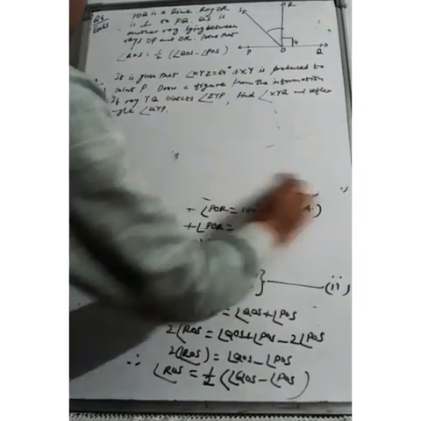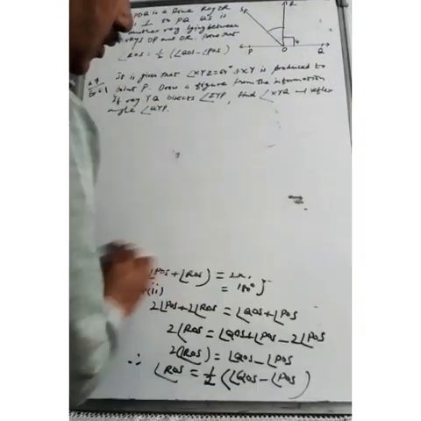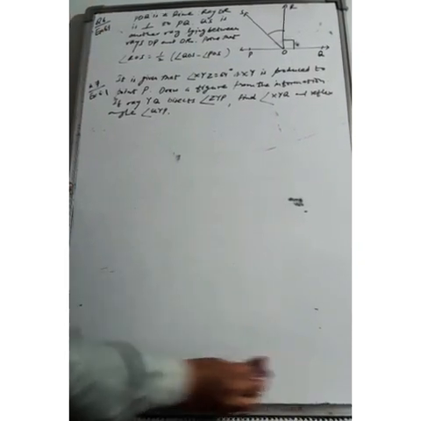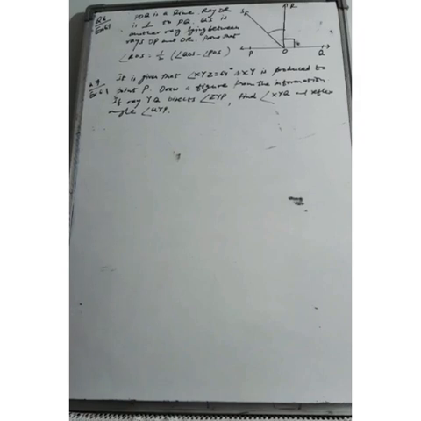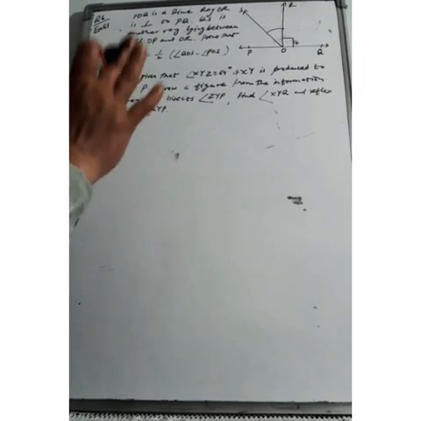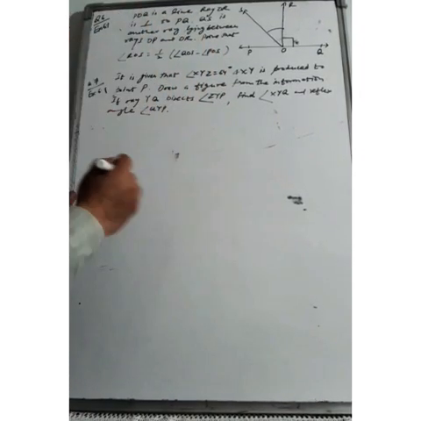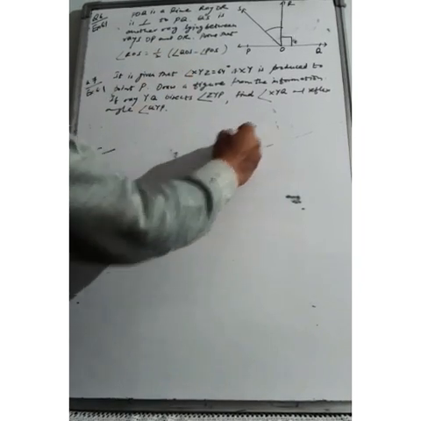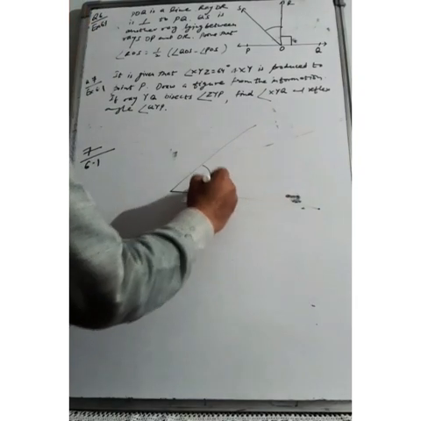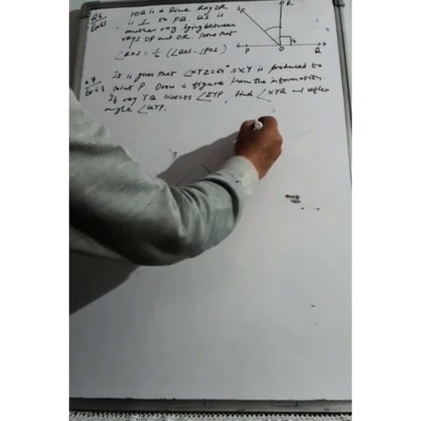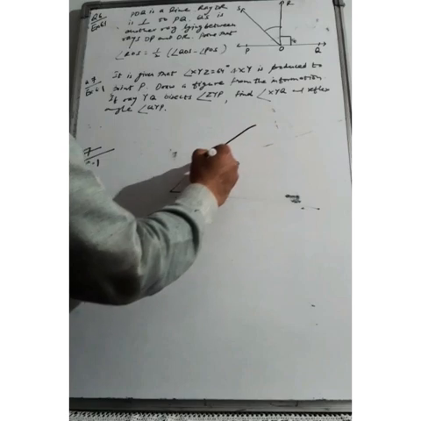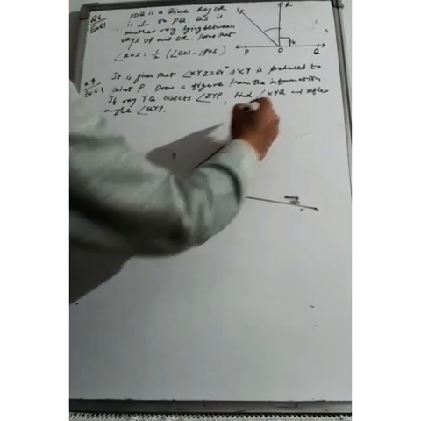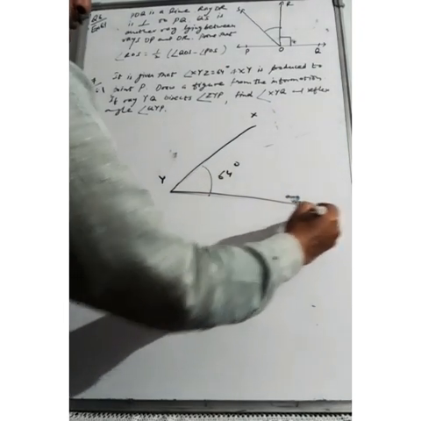It is given that angle XYZ is equal to 64 degrees and XY is produced to point P. You need to draw a figure from the information. So first, you need to draw a figure. I hope all of you have the idea of how to draw an angle of 64 degrees. Approximately it will come out something like this, 64 degrees. So you can just draw about 60, that will be 64, and this is X, Y and Z.